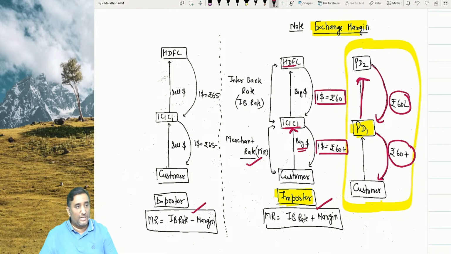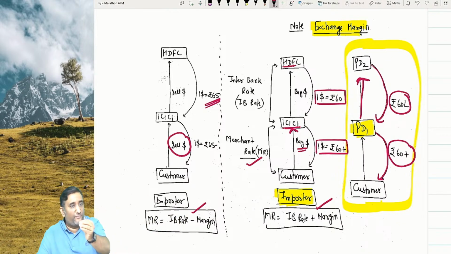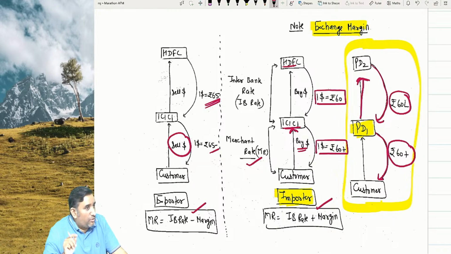When you sell a property, margin would be subtracted and then the balance would be given to you, minus margin. Exporter case I have taken, you will sell dollars to me. I confirmed from a shopkeeper that I have dollars, would you buy from me? He said yes, 65. If the second bank is buying from me at 65, I will buy from you at 65 minus. Now logically, whenever margin is given in a question, you have to adjust for margin. If margin is not given, no need to do any adjustment.